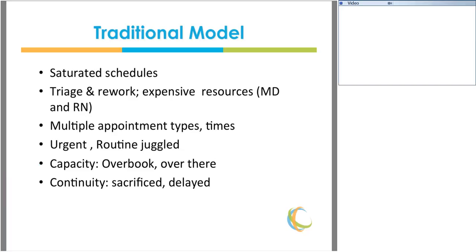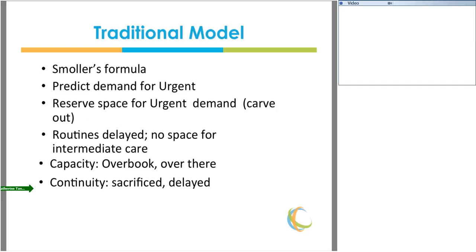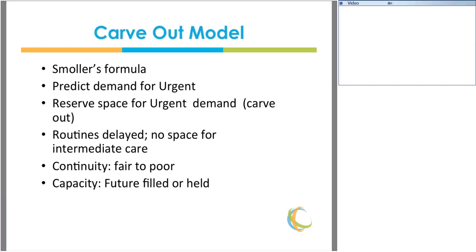What happens inevitably is that continuity is sacrificed and care is delayed. We just simply can't match patients with the PCP when we're in a traditional model where the schedules have been jammed for days or weeks or even months. And so out of frustration with that model came what we now refer to as a carve-out model.